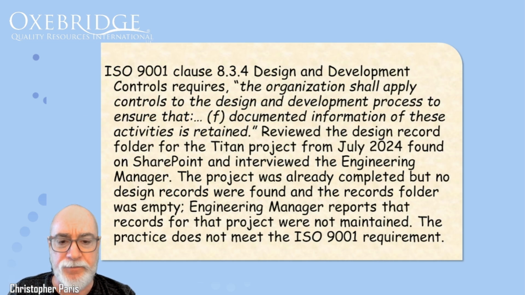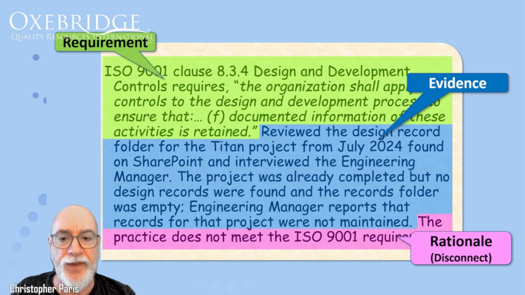So here's an example. I'm not going to read the whole thing, but you can see it on the screen, right? This is a way to write up a nonconformity. This would be a good practice for internal audits. Usually the external auditors have a form they're filling out. And notice that all three elements are there.